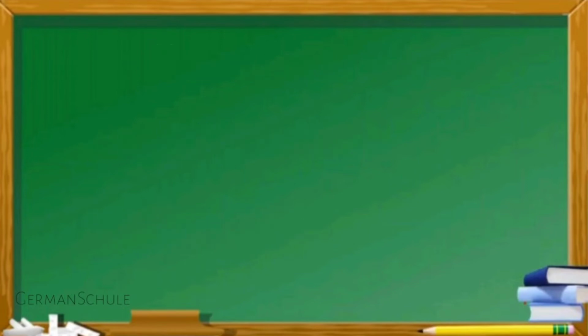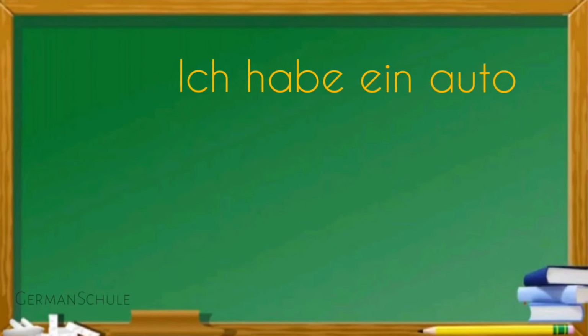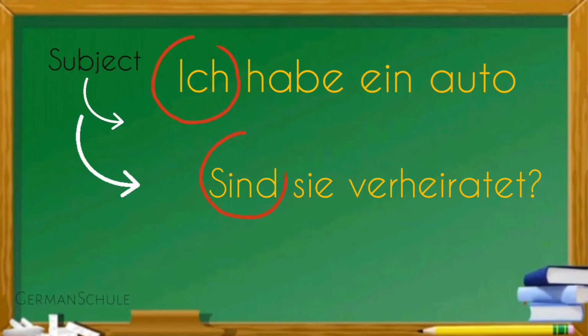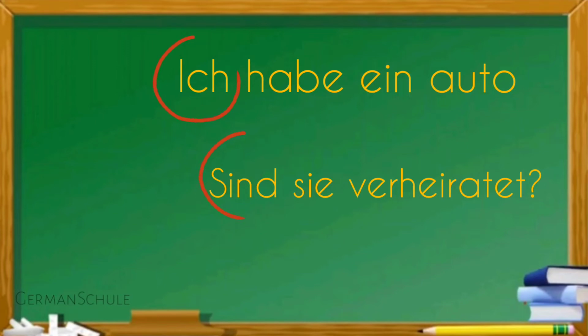Here are two sentences that we have already learned. Ich habe ein Auto. Sind Sie verheiratet? These two verbs haben and sein are conjugated here according to the subject. In the first sentence, ich is the subject. And in the second sentence, sie is the subject. Please remember that the verb is always conjugated according to the subject in the sentence.